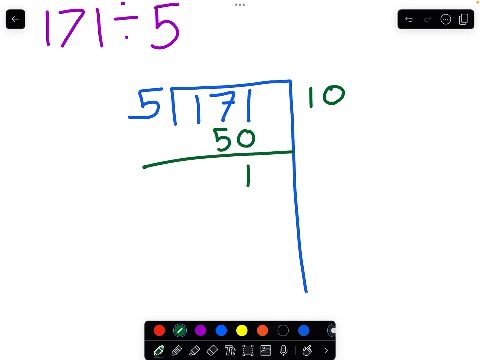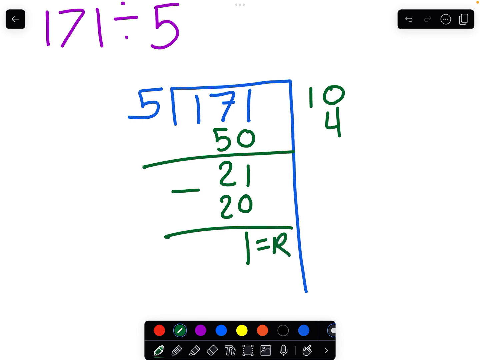1 minus 0 is 1. 7 minus 5 is 2. And 1 minus 0 here is 0, but we don't need to write it. Now I'm going to say, how many times does 5 go into 21? 5 goes into 21 4 times, because 5 times 4 is 20. 21 minus 20 is 1. 1 is less than 5, so we've got my remainder.